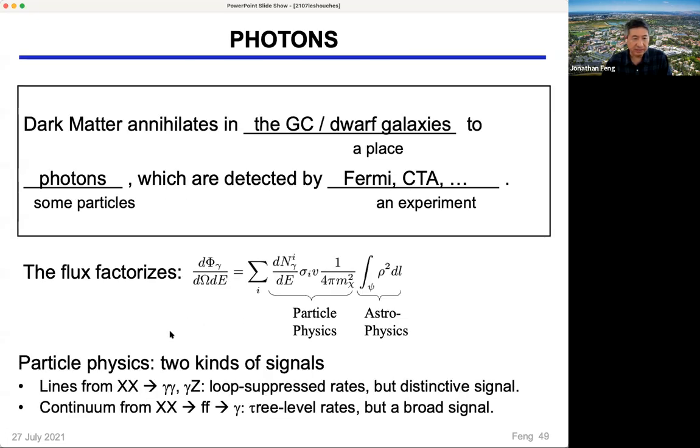And so there are 2 kinds of signals. You can look for lines from dark matter annihilating to 2 photons, or to a photon and a Z. This, of course, doesn't happen at tree level because photons don't couple to neutral things. So this is loop suppressed. But because dark matter is at rest, basically, this gives you a line. So this photon from a photon-photon final state is going to have an energy that's exactly equal to the dark matter mass.